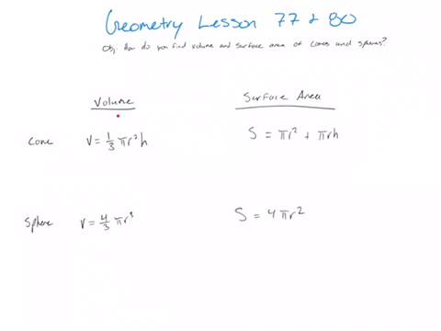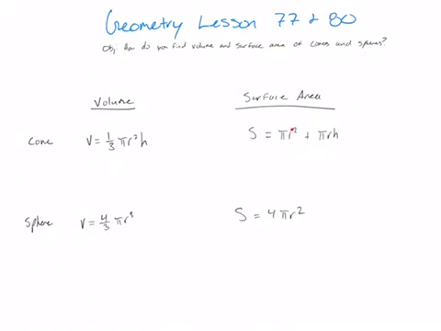To find the volume of a cone, you do 1/3 pi r squared h, and h is the height of the cone between the base and the point. To find the volume of a sphere, you say 4/3 pi r cubed. To find the surface area of a cone, you're going to say pi r squared plus pi r h.